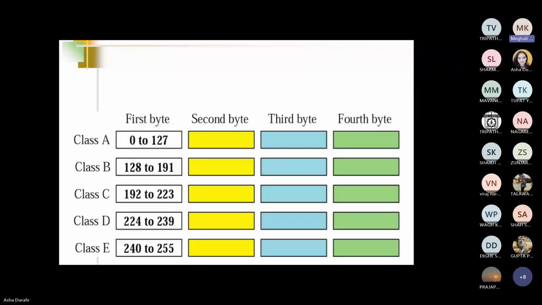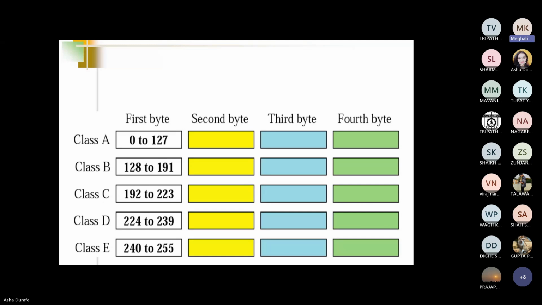So now, how to find the classes in decimal notation, which changes from 0 to 255. Alright, so we have a 32-bit addressing scheme here in IPv4. Just by looking at the first byte, you have to understand which class of IP address it is. It is divided into 5 different classes according to their sizes.